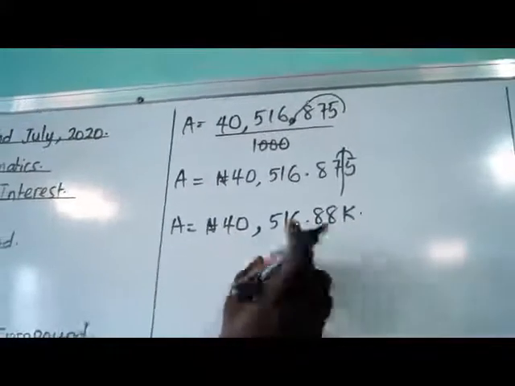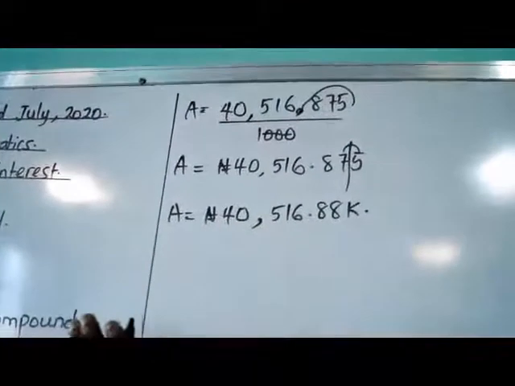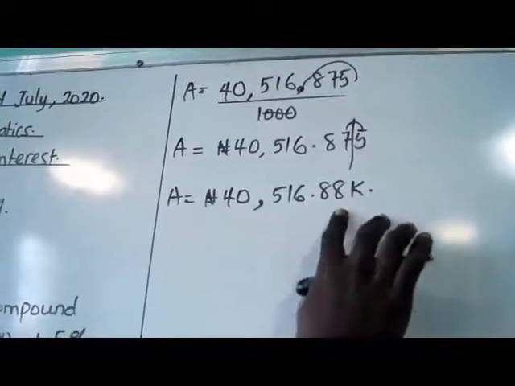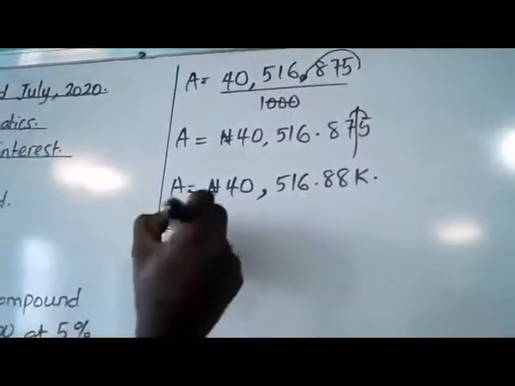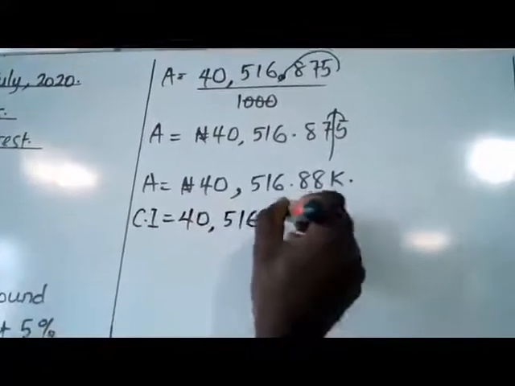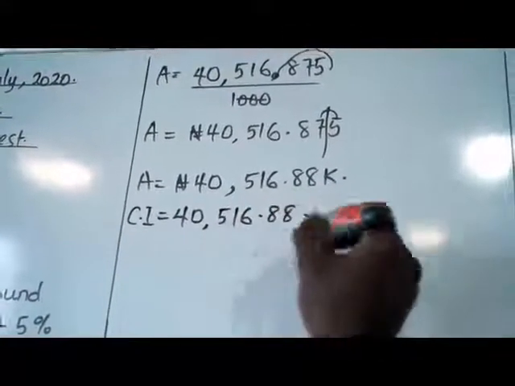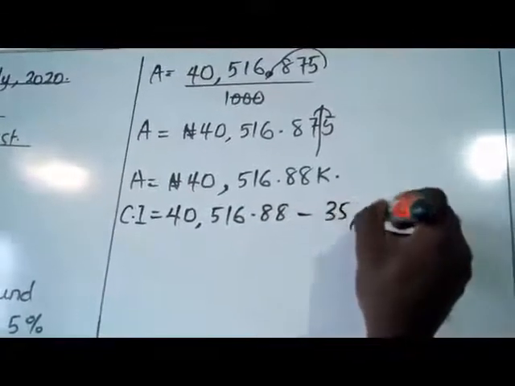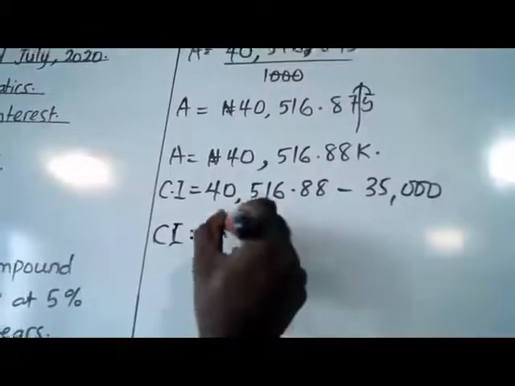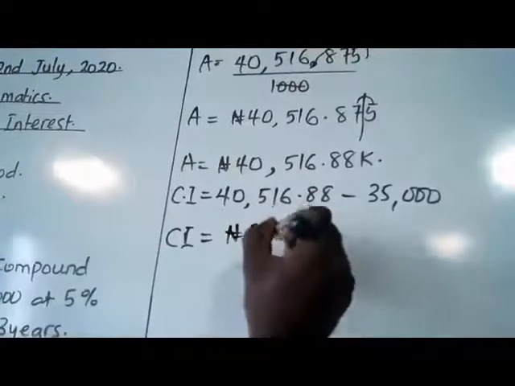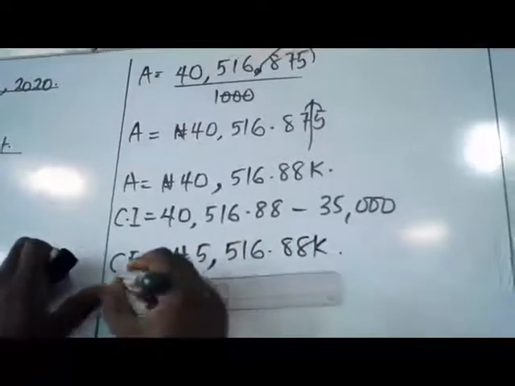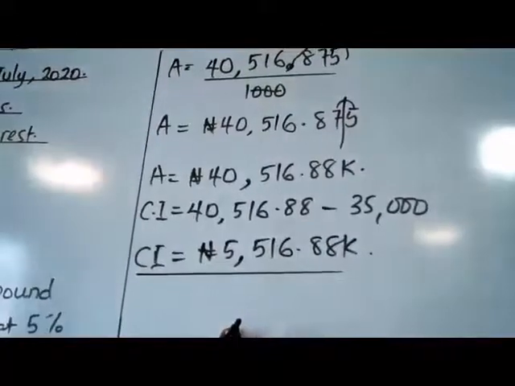Now, this is the total amount I have at the end. So, the interest added to the amount I had, that's the principal, 35,000, is what made a total of 40,516 naira 88 kobo. So, to bring out my compound interest, CI, I will say 40,516.88 minus the initial principal, which was 35,000. If you find the difference of these two, you'll have a sum of 5,516 naira 88 kobo.